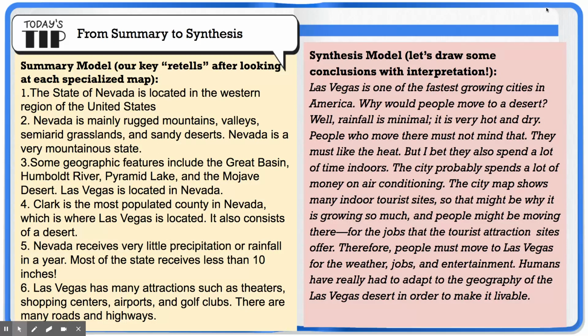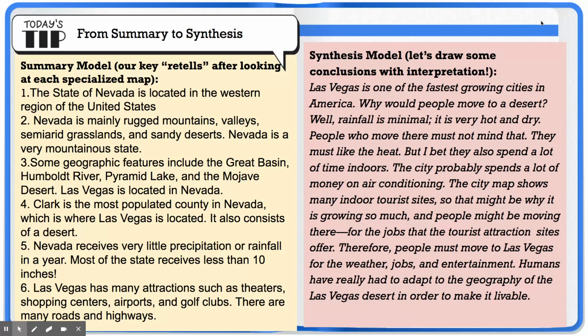It says, Las Vegas is one of the fastest growing cities in America. Why would people move to a desert? Well, rainfall is minimal. It is very hot and dry. People who move there must not mind that. They must like the heat, but I bet they also spend a lot of time indoors. The city probably spends a lot of money on air conditioning.